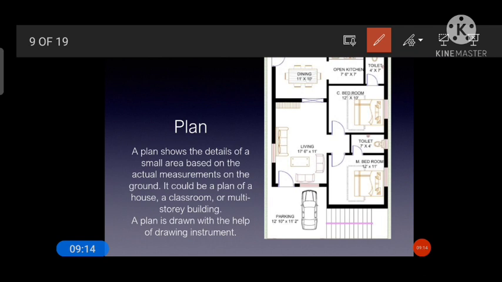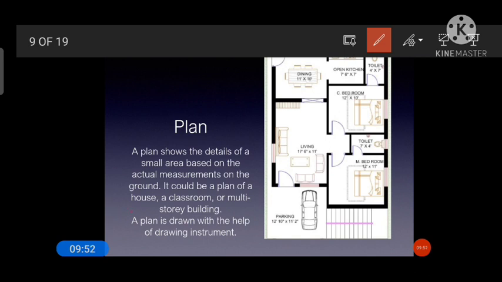Whenever we want to construct a building or house, what we do is make a plan chart where the measurements are given: the size of the room, the size of the bathroom, the size of the toilets, and the size of the living room are mentioned. That is what we call a plan. It could be a plan of a house, a classroom, or a multi-story building. Okay, so this is important to know. A plan is drawn with the help of a drawing instrument.